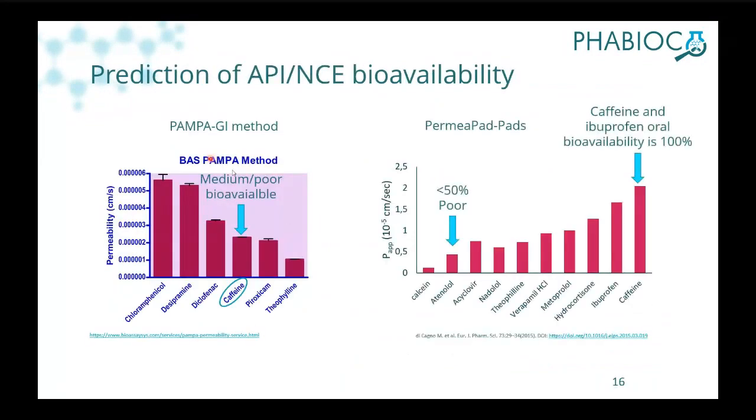Especially with the old version of PAMPA, this was not very easily or nicely detectable. For example, in an old version of PAMPA, caffeine would have been detected as a medium-low permeable compound, but this is not in agreement with real life, because caffeine is one of the most bioavailable compounds we have after oral administration, and in PermeaPad this has always been read in a very correct way.